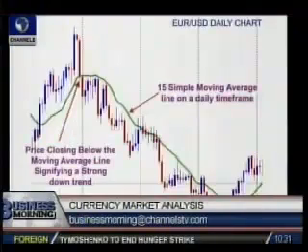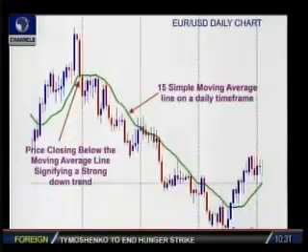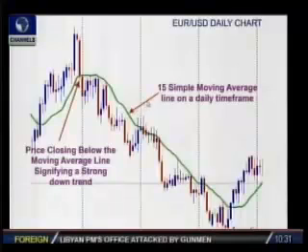Okay, so now I've shown us the trend that's formed. I want to show us how a trader can trade that simple moving average strategy on that downtrend. If you look at this current chart, the same Euro-USD daily, that green line you're looking at is a 15 simple moving average line on the daily chart.